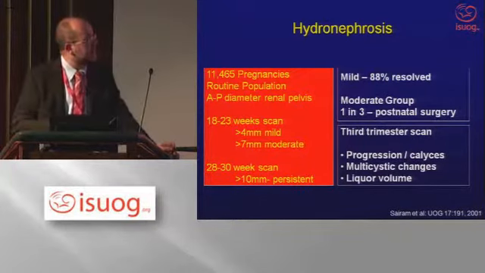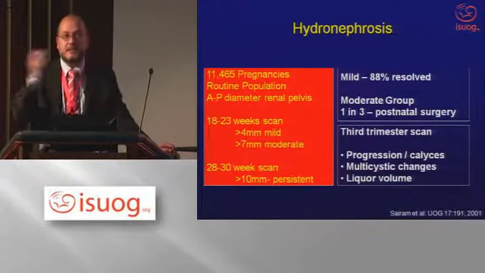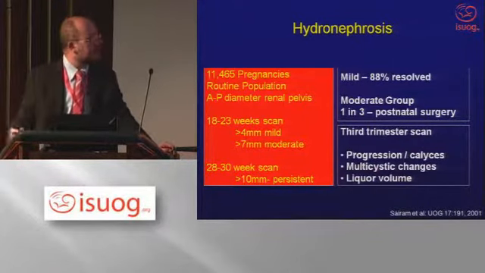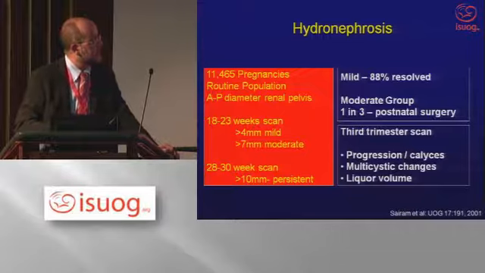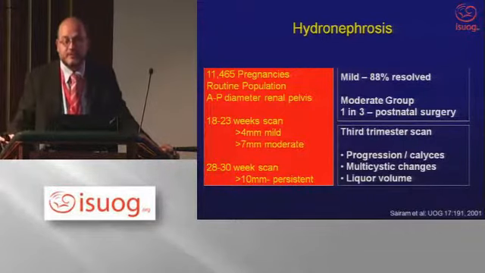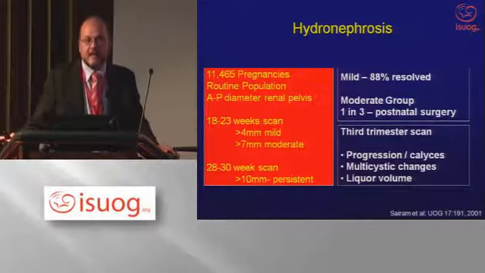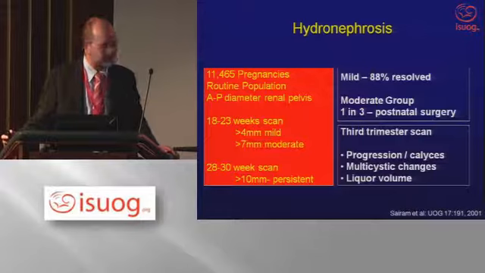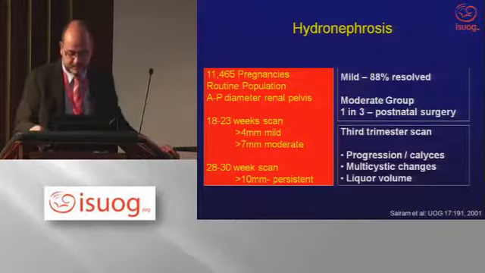And of the remainder, the remaining 10% was roughly split equally between obstruction and reflux. In the moderate group, however, the risk for postnatal surgery was 1 in 3, or a 30% risk. Again, slightly more commonly reflux than obstruction in that particular subgroup.